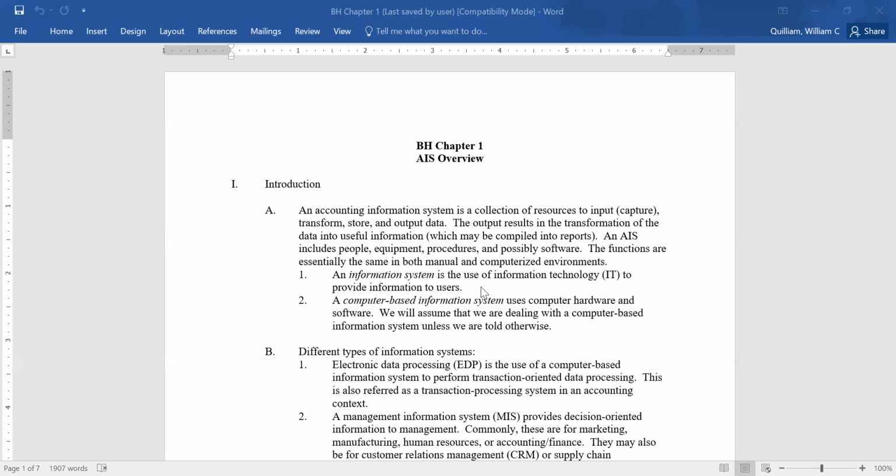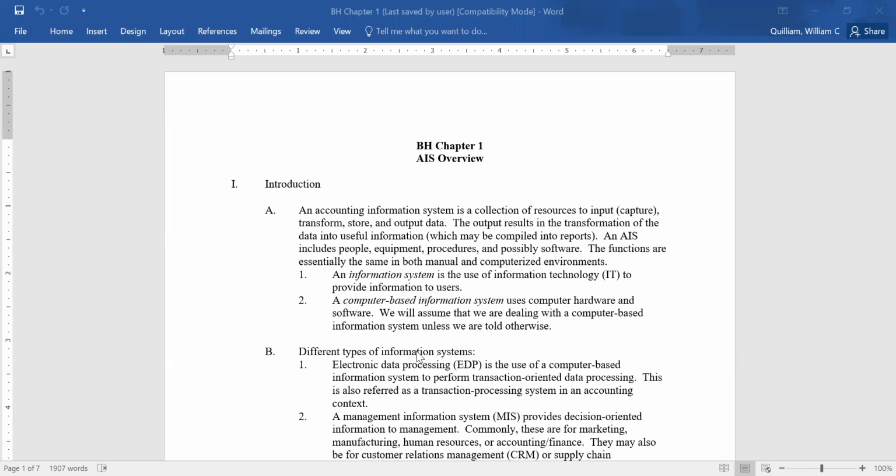So first of all, an information system. That's the use of information technology, or IT, to provide information to users. So a computer is there. And specifically a computer-based information system, which uses computers more extensively, uses computer hardware and software. We're going to assume that we're dealing with a computer-based information system unless we're told otherwise. So that is our default.